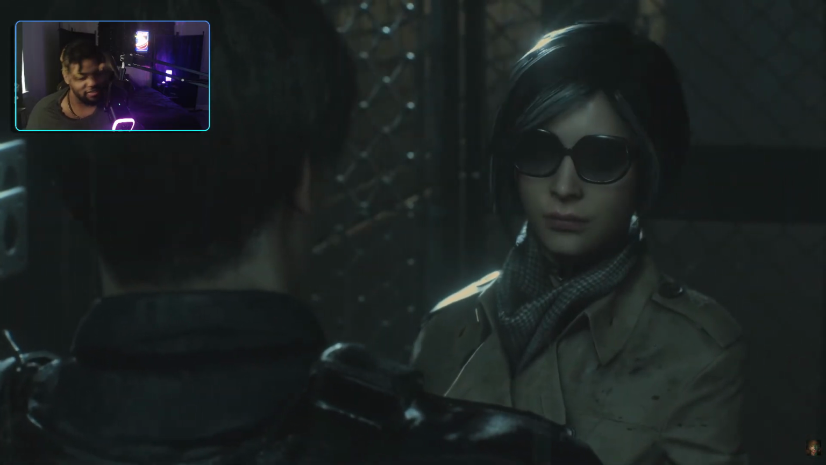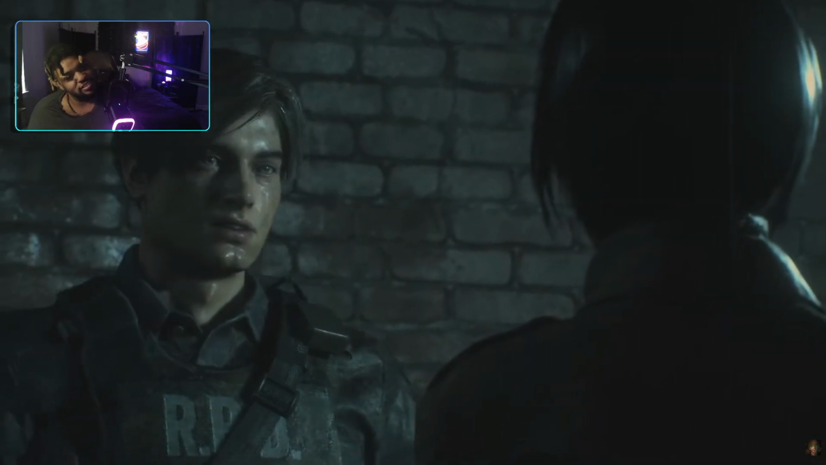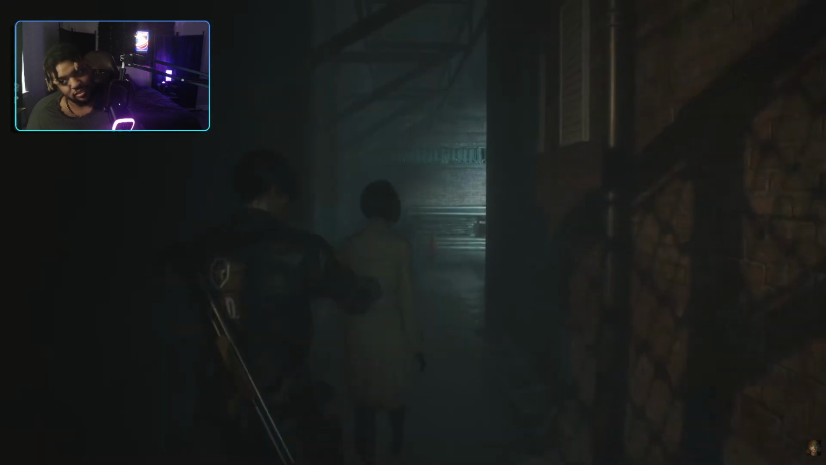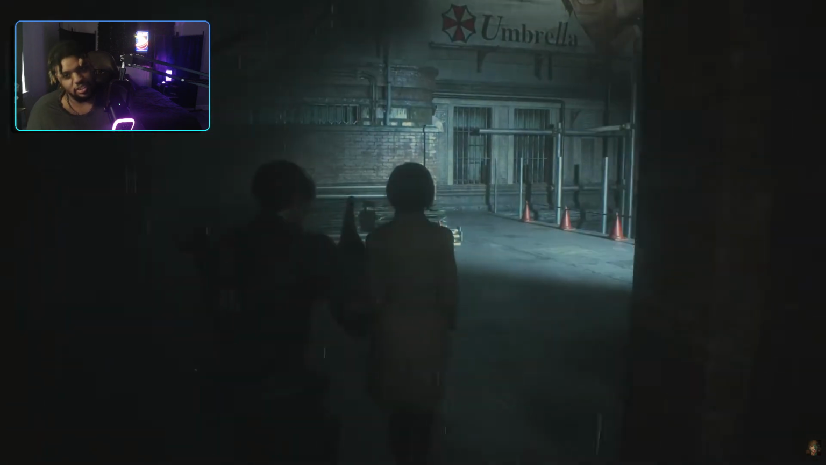Ada comes clean and tells Leon that her mission is to take down Umbrella's entire operation. Leon tells her to count him in. Whatever helps save the city. Ada asks Leon if he's heard of Umbrella. She tells him they're a pharmaceutical company that are secretly making bioweapons.